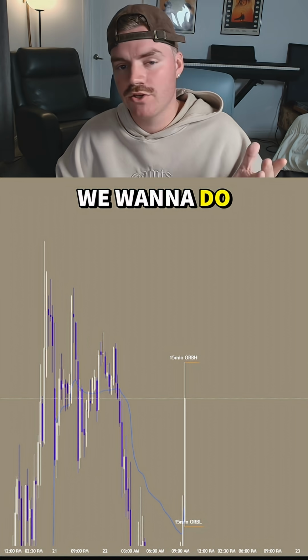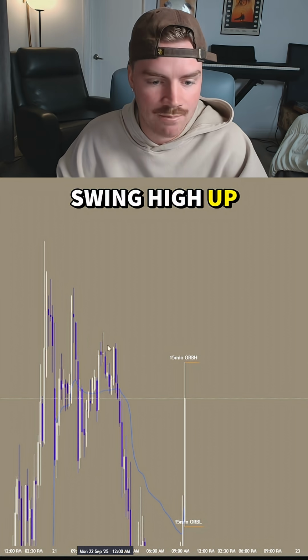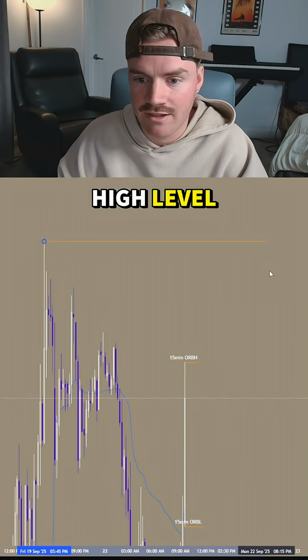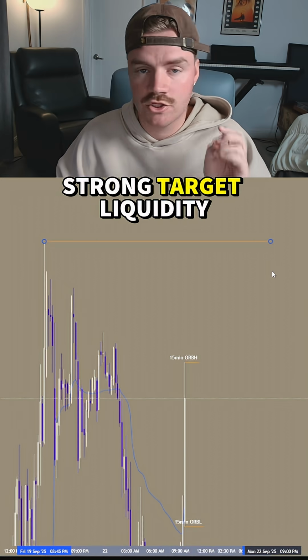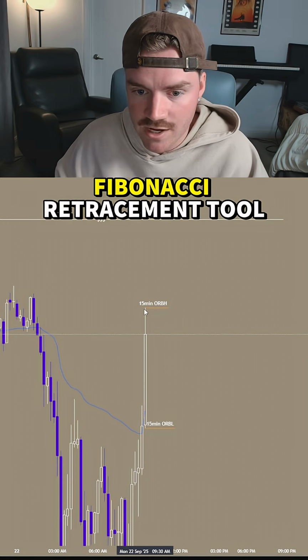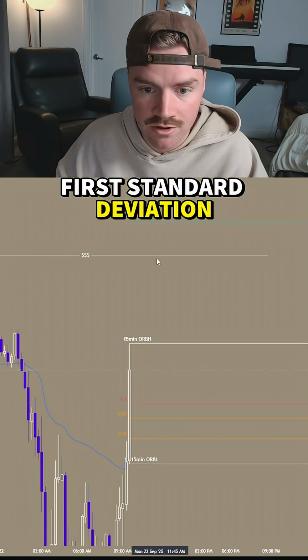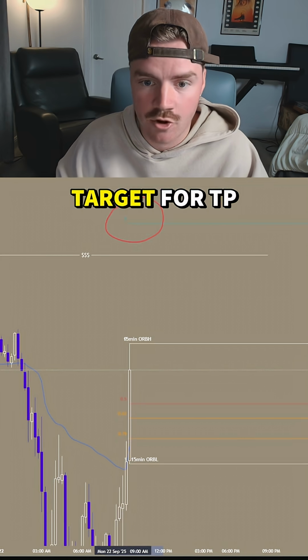The next thing we want to do is determine our daily bias and draw on liquidity. I noticed that we had a swing high up here, which was actually our previous day high level, so that's going to be a very strong target liquidity. And because we're at all-time highs, the other thing I have to do is use my Fibonacci retracement tool from the high to the low of the ORB and find my first standard deviation right here, and that's going to be my next target for TP.